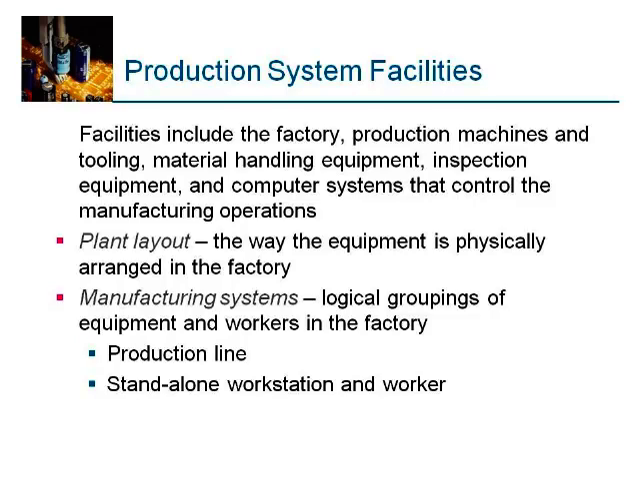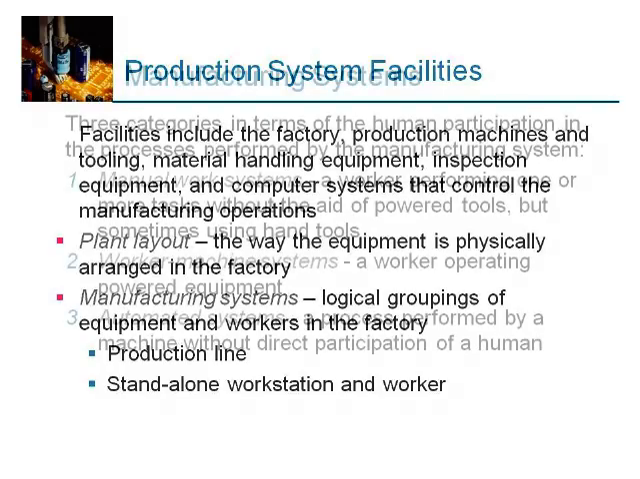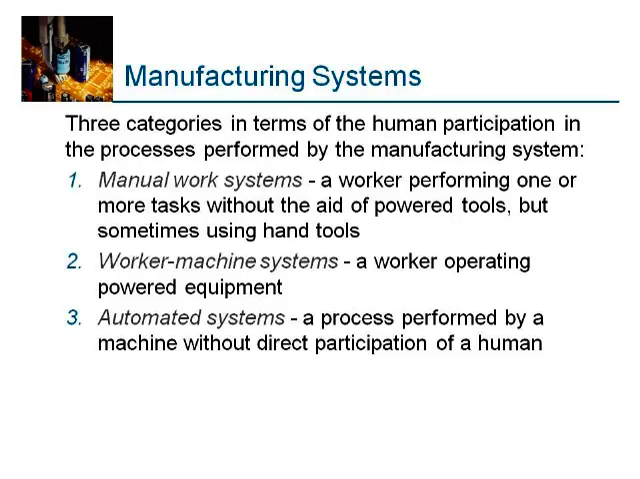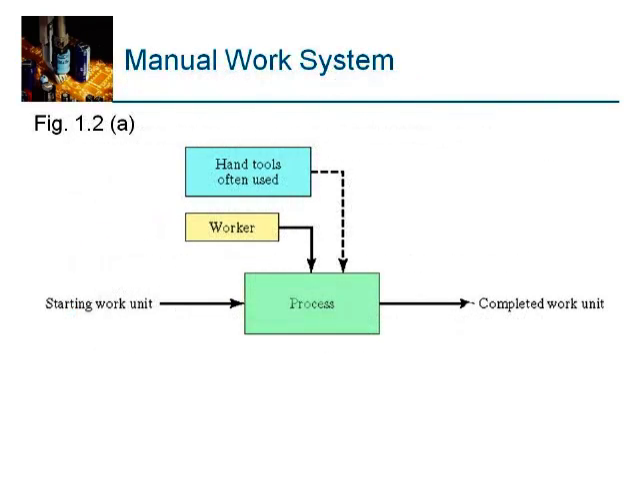Manufacturing systems are the logical grouping of equipment and workers in the factory. It can be a production line or standalone workstations. You can classify manufacturing systems into three categories in terms of human participation in the processes performed. One is manual work systems: a worker performing one or more tasks without the aid of power tools, but sometimes using hand tools. Worker machine system: a worker operating powered equipment is called a worker machine system. Automated system: a process performed by a machine without direct participation of a human being.